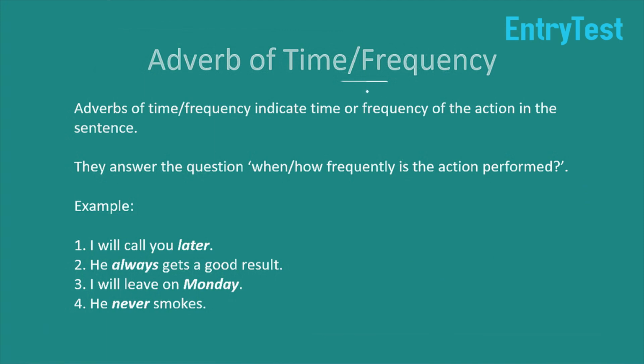So as the name suggests, these are the words which indicate time और frequency of the action in a sentence. कोई action किस time पे हो रहा है या कितनी frequency से हो रहा है, ये adverb of time बताता है. So these words will answer when, how frequently the action is being performed. तो चलिए फ्रेंड्स ये चीज़ आपको example से अच्छे समझ में आएगी.